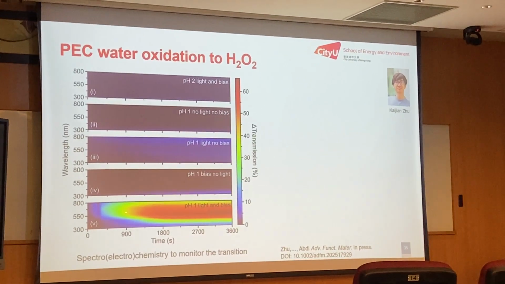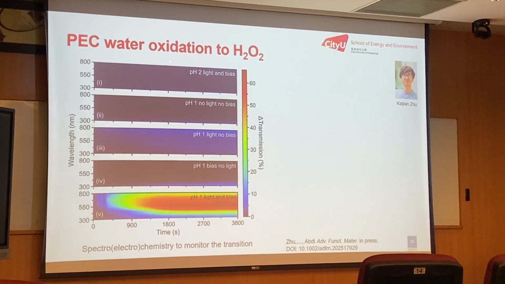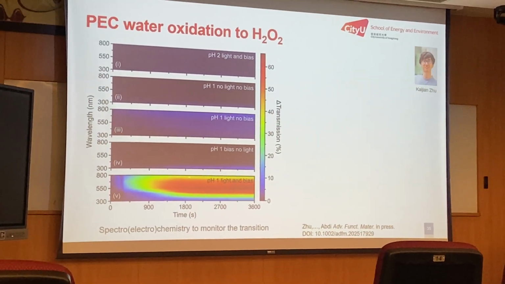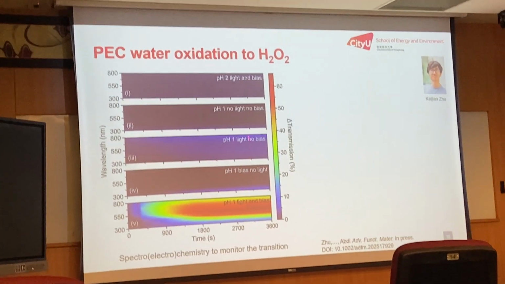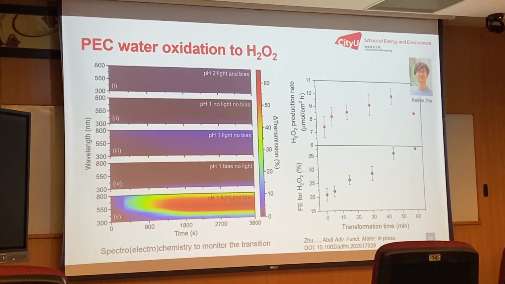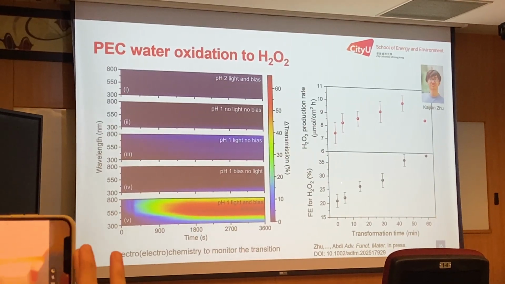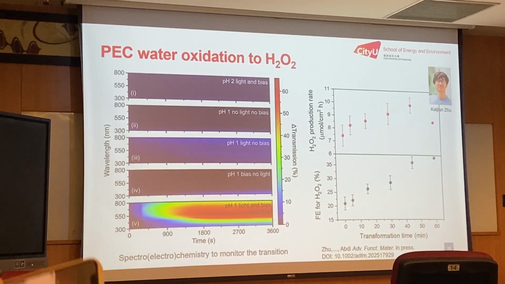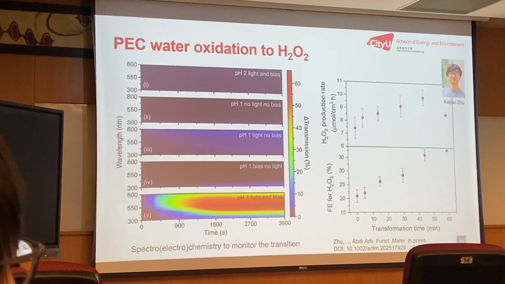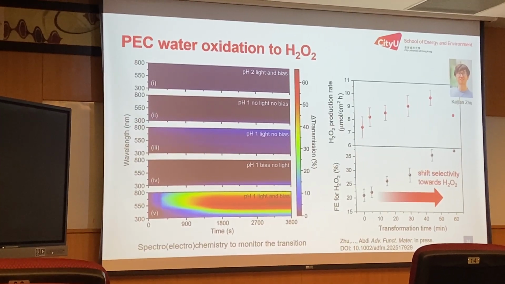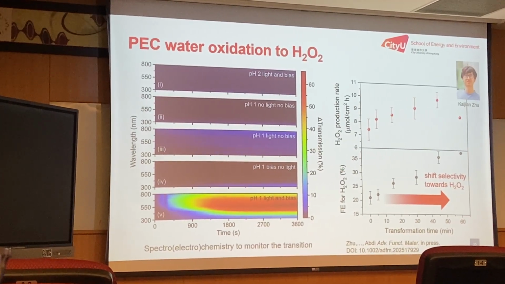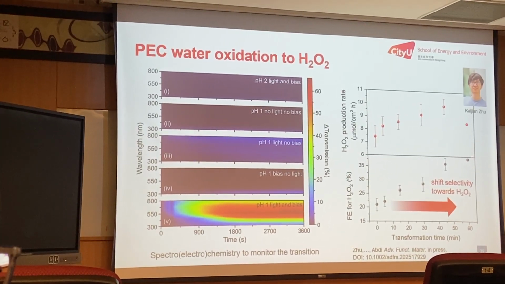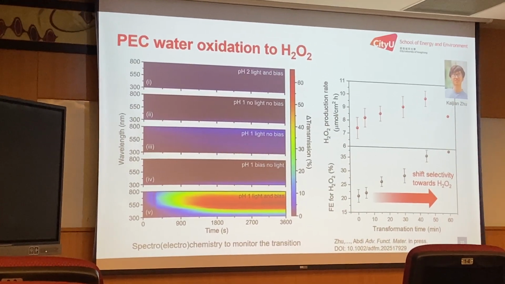Follow that optically. So this is again spectroelectrochemistry, by exposing the bismuth vanadate to different conditions. You control the transformation time and control the amount of bismuth phosphate, and we found that the hydrogen peroxide Faraday efficiency increases. So we shift the selectivity towards hydrogen peroxide. Of course, we want to go further than this 40%.